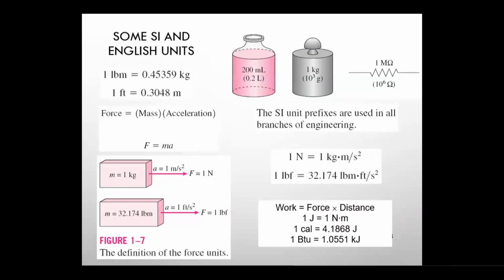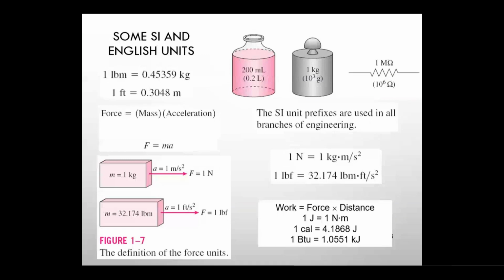The second thing, the conversions on top. 1 pound mass is equal to 0.45 kgs roughly. 1 foot is equal to 0.3 meters roughly. These conversions should be with you in your heart. You should be familiar with these conversions. I mean, there is no logic behind it. You need to memorize them. Clear enough?